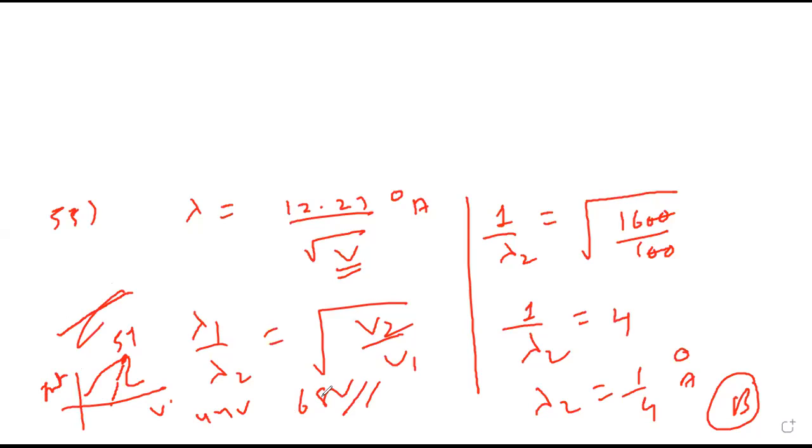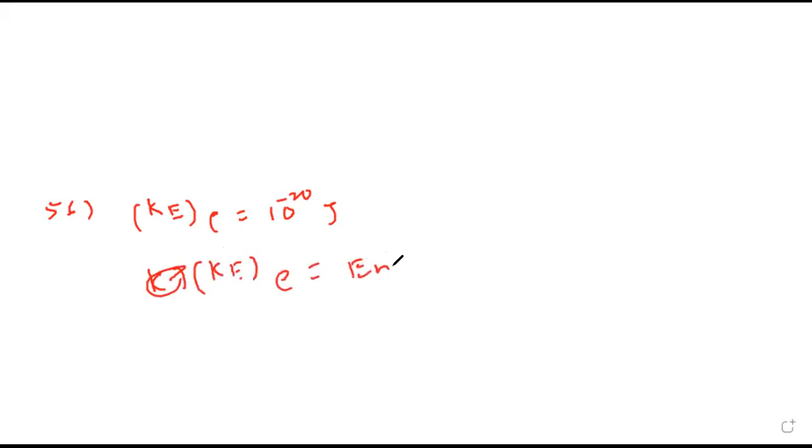Now 56. The kinetic energy of an electron is 10 raised to minus 20 joule, and the photon has the same energy. So the kinetic energy of the electron and the energy of the photon are the same. The wavelengths associated with them are respectively in what relation? Kinetic energy of electron and photon is the same, and we want the wavelength relation.